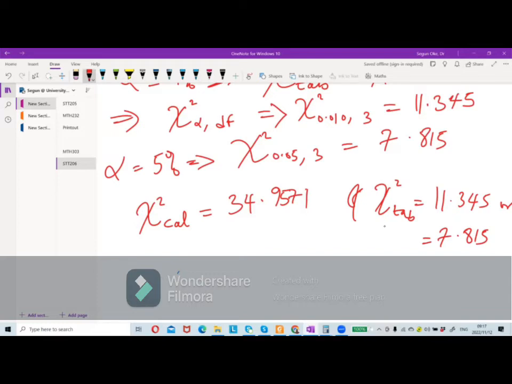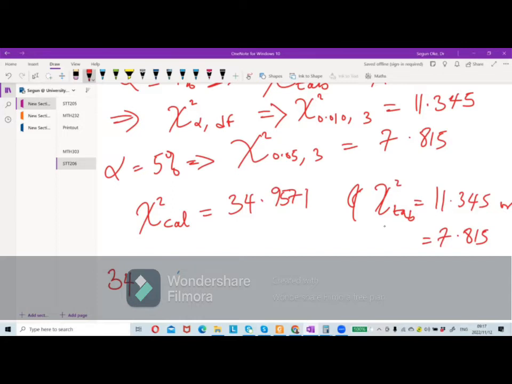But at what point do we reject the H0? At any time, we reject H0 if the calculated value is greater than the critical value, but in this case it's less. So we have it to be 34.